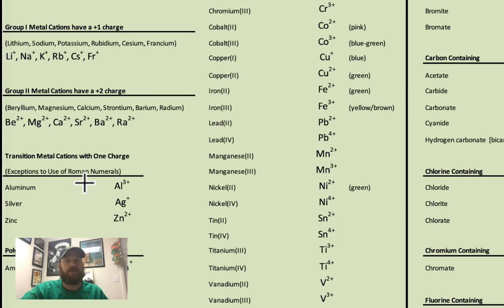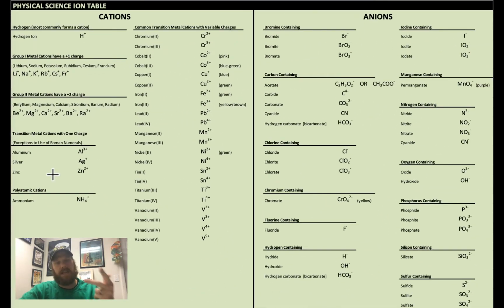I also placed the transition metal exceptions on the far left. These are transition metals that only have 1 charge. So when it comes to naming ionic compounds containing these cations, you do not need to use Roman numerals. Those exceptions are aluminum, silver, and zinc.